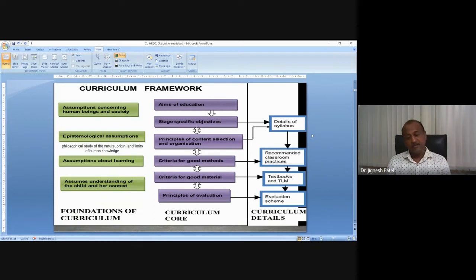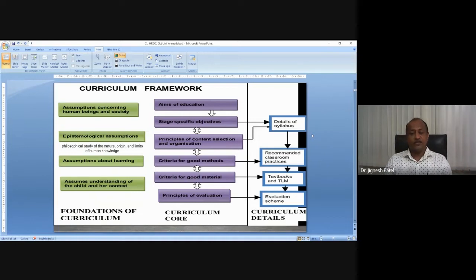And at the end, we can say that principle of evaluation. So evaluation scheme should be there, and how this evaluation can take place. In which form the evaluation should take place, or how the whole process of evaluation can be carried out at the end of this curriculum, or at the end of the semester or year.